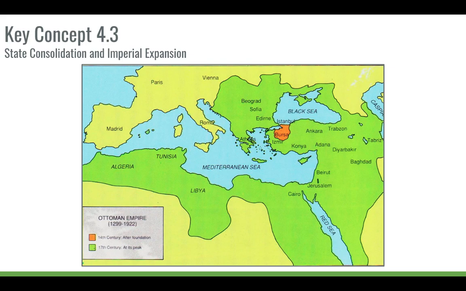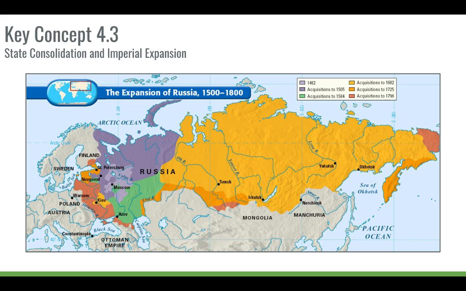The Ottoman Empire also expanded dramatically in this time period, and you see it here at its peak in the 17th century. And lastly, the Russian Empire, which you see here in its expansion between 1500 and 1800, a little bit past this time period, but still a remarkable expansion as it becomes the largest land-based empire in the world at this time.